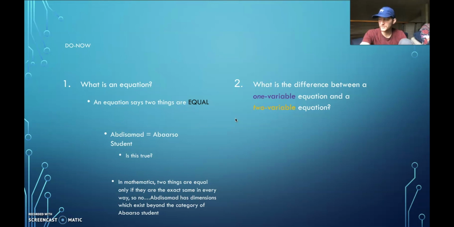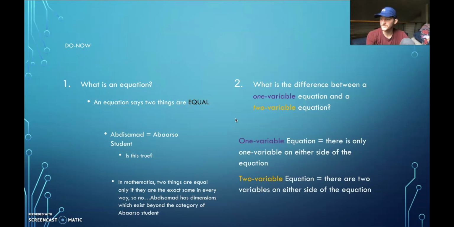So number two, what is the difference between a one variable equation and a two variable equation? So in a one variable equation, there's only one variable in the equation. So that would be x is equal to 2. That's a one variable equation. In a two variable equation, there are two variables. So that would be when you're involving x and y, or a and b.